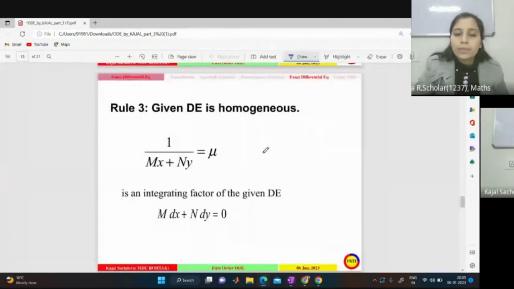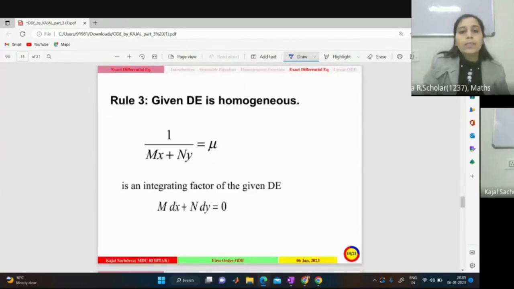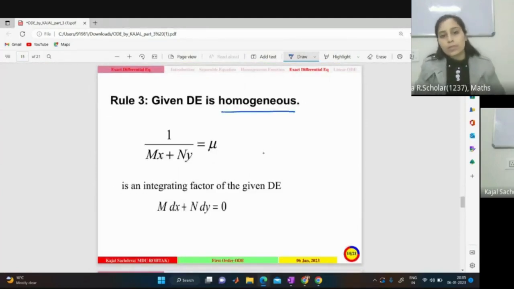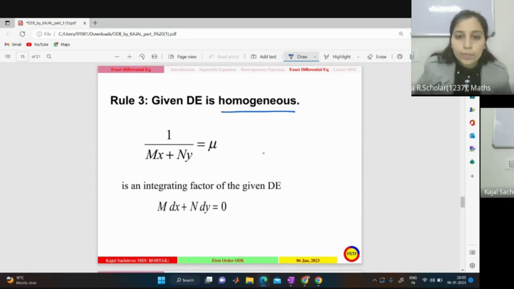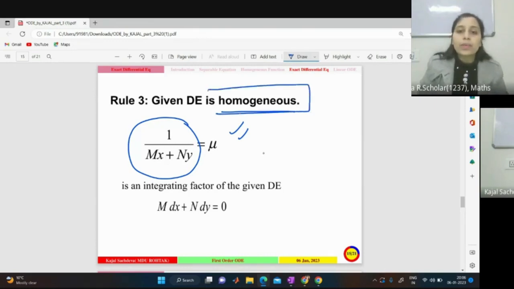So proceeding further. Now, rule number 3 is: if the given differential equation is homogeneous, then in this situation, one way is substituting y is equal to vx, and another way is getting an integrating factor and then making it exact and getting the solution. So for finding the integrating factor in this situation, we find 1 upon Mx plus Ny. This will be the required integrating factor in case we have a differential equation of homogeneous type.